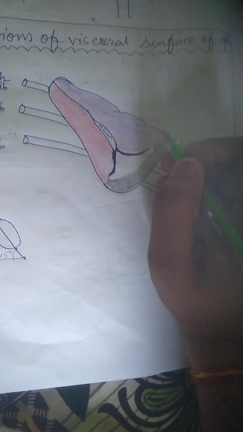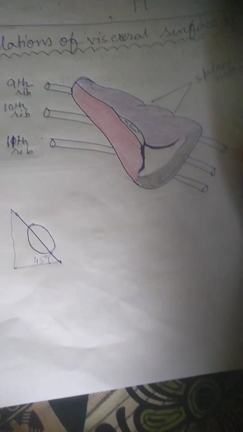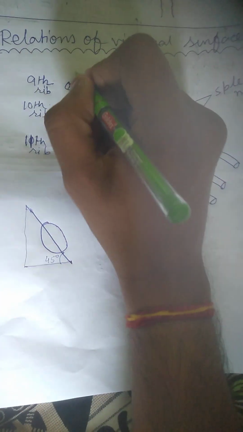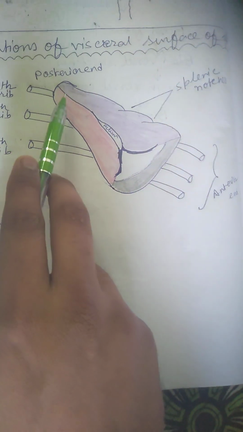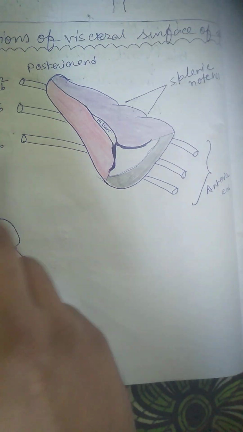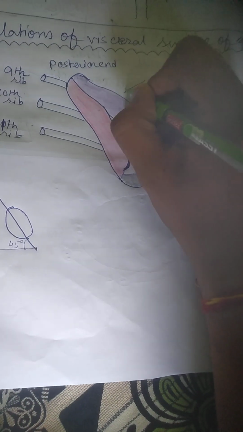Okay, and these notches are splenic notches. Spleniules, these are the splenic notches. Okay, this end is called the posterior end, and this end is called the anterior end. There are two ends, posterior end and anterior end. These are the splenic notches, and the axis of the spleen is situated on the 10th rib, just like this. Okay, this is the superior border.